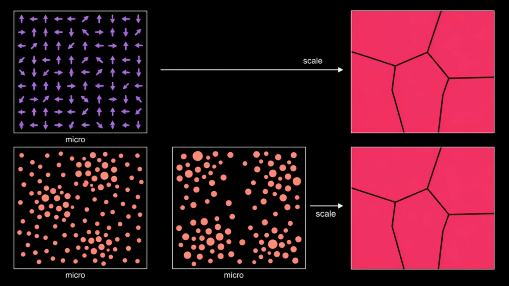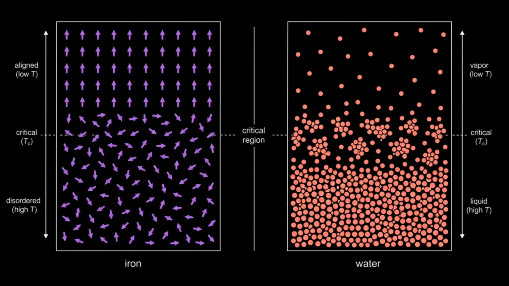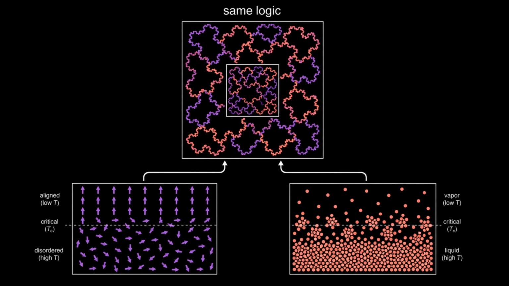This is one of the most elegant ideas in physics, because very different microscopic systems can start to look the same when viewed at the right scale. That's one of the big miracles of physics, sometimes called universality. Two materials can have completely different atomic makeup and still behave similarly near a phase transition, like iron becoming magnetized and water evaporating. The details differ, but the large-scale pattern follows the same logic.